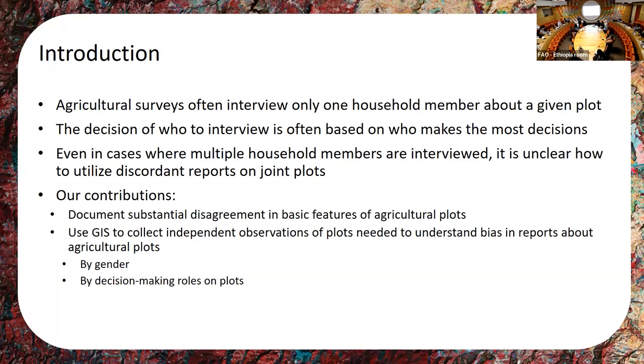So we have two main contributions. The first is that we extend this literature I've talked about on disagreement. And we show that there is disagreement within couples, even on basic characteristics of agricultural plots, such as size, distance, and whether they were left fallow. Our second contribution is that we are able to address bias. And this is because we have an independent third observation to compare against survey reports in the form of GIS. And we're able to look at bias both by gender and by decision-making roles.